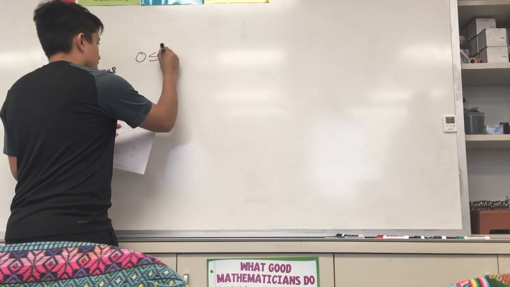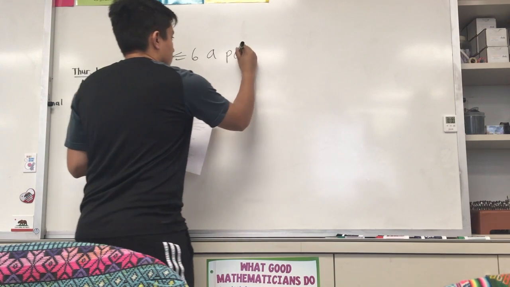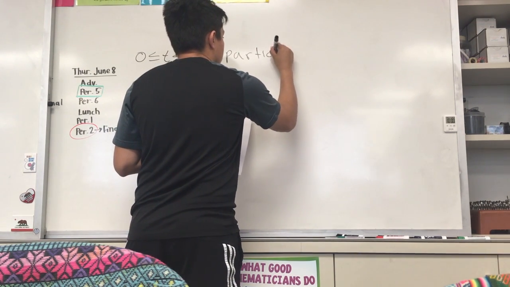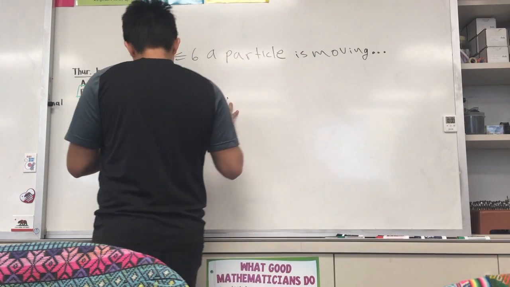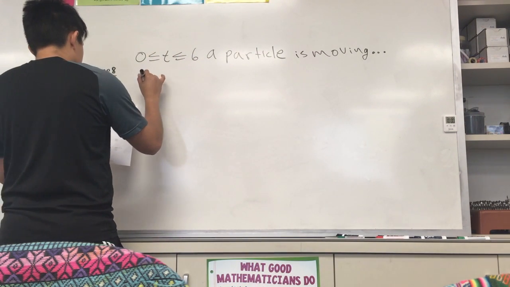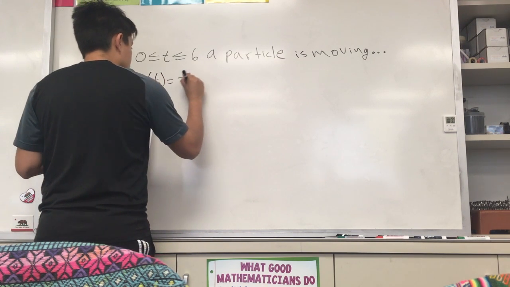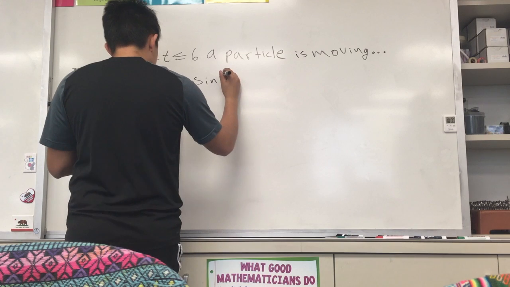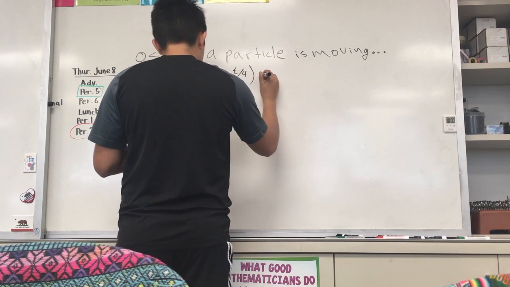Hello, you guys. Today we're gonna do AP Calculus AB 2011. Question number one. A particle for t between 0 and 6 is moving along the x-axis. The particle's position x(t) is not explicitly given. The velocity of the particle is v(t) = 2 sin(e^(t/4)) + 1.